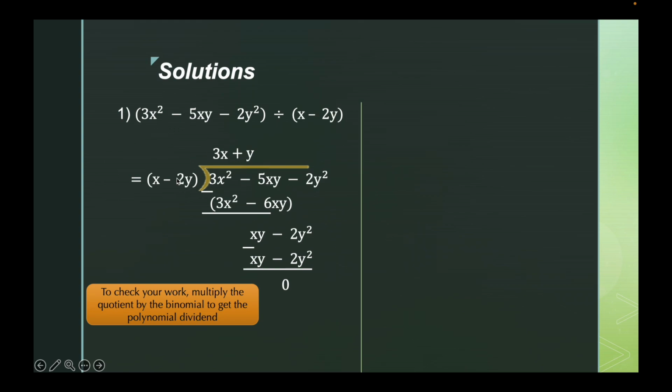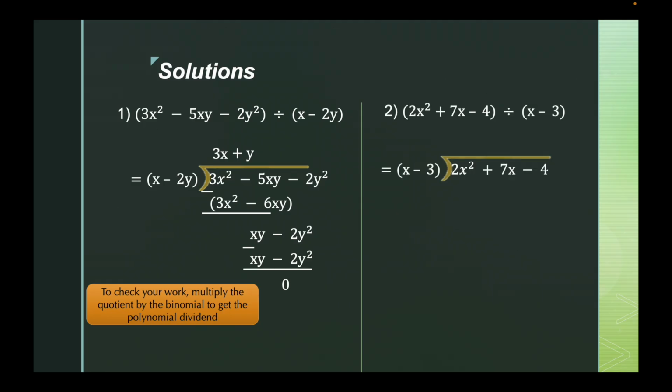So you could do 3x plus y times x minus 2y, and that should give you your dividend if you do binomial multiplication. In the second example that I've given you, once again, I decided that I wanted to convert this into a long division problem. I need to ask myself, how many times does x go into 2x squared? Or you could do 2x squared divided by x, which gives you 2x. Once you know that, you're going to multiply your 2x by x minus 3, which gives you 2x squared minus 6x.